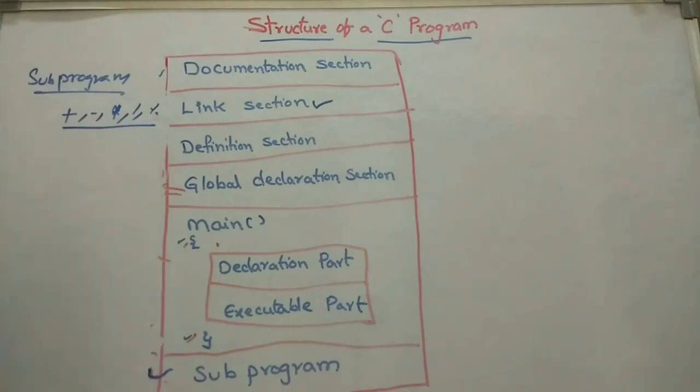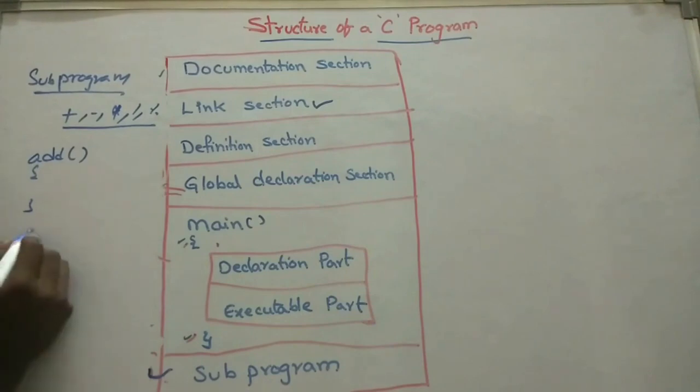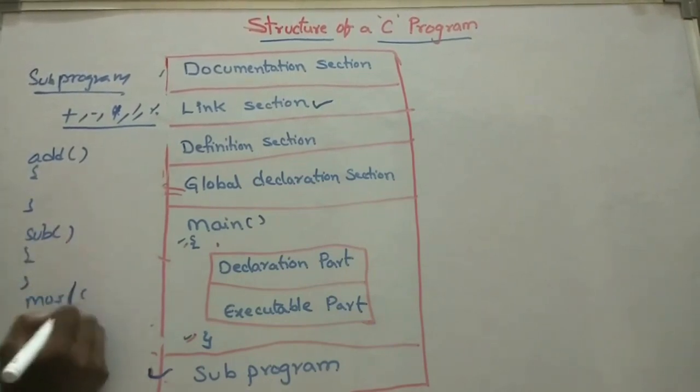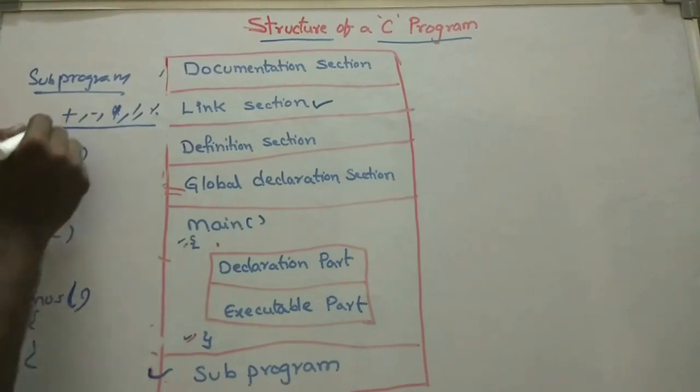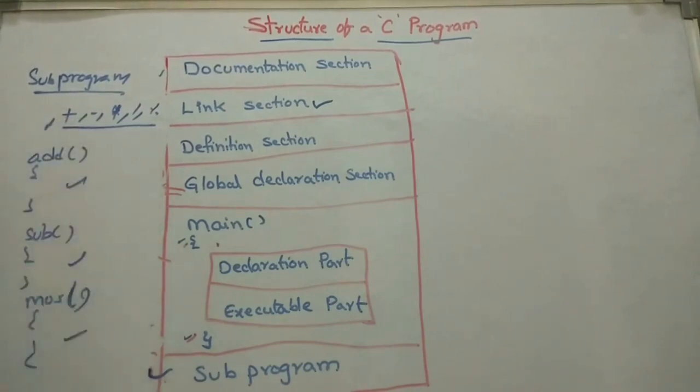Now what can I do? I can assume that add, that is addition, is one program, subtraction is one program, and multiplication is one program. Like that, the given problem is divided into n number of subprograms, right? That is the subprogram section.